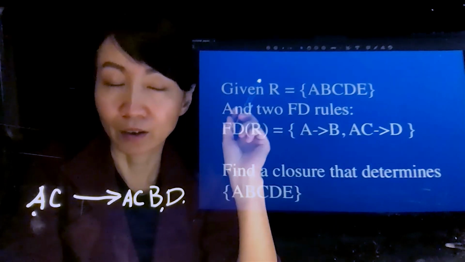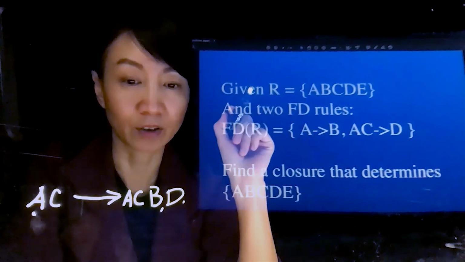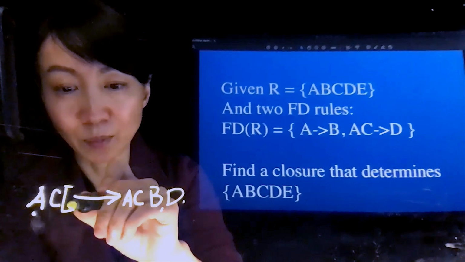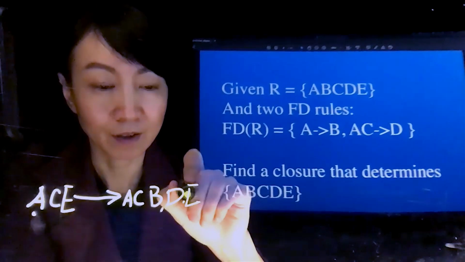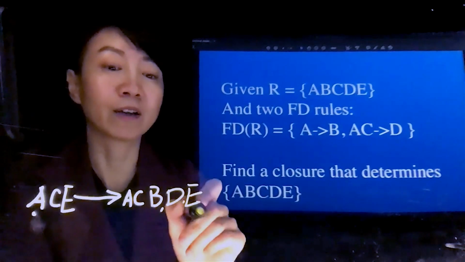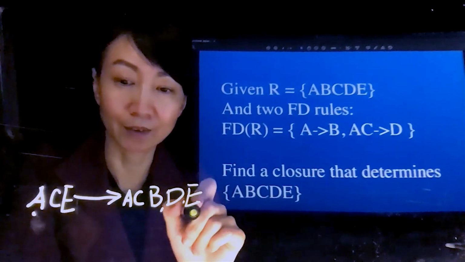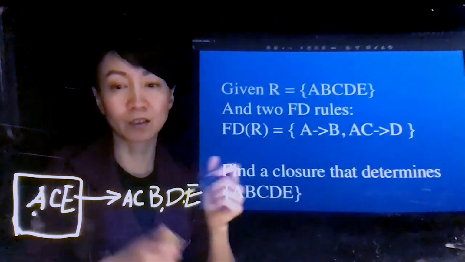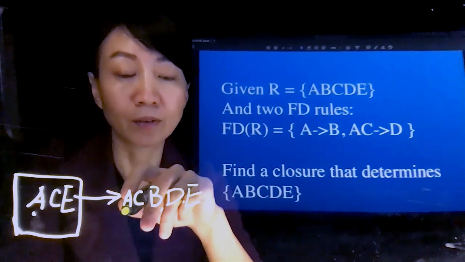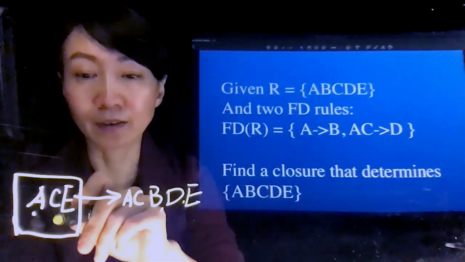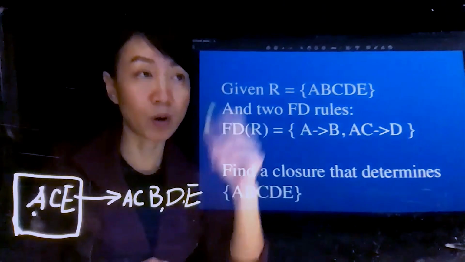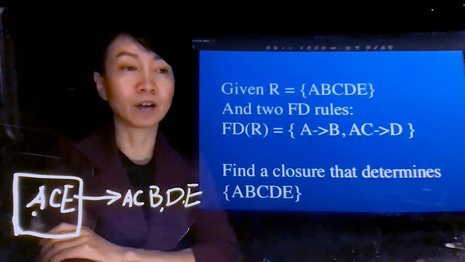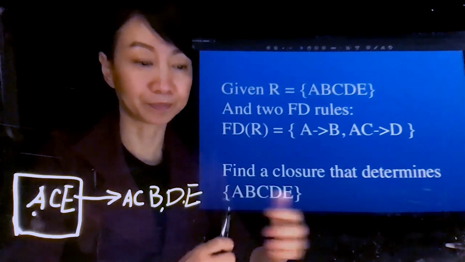E is independent in this relation. So then we have to add E on both sides. Then we have all the 5 attributes on the right-hand side. So this ACE is the smallest attribute set which can determine all the attributes in the relation. So this is the closure. This can also become a primary key in the relation R. Okay, so this is the use of closure and properties of functional dependence.